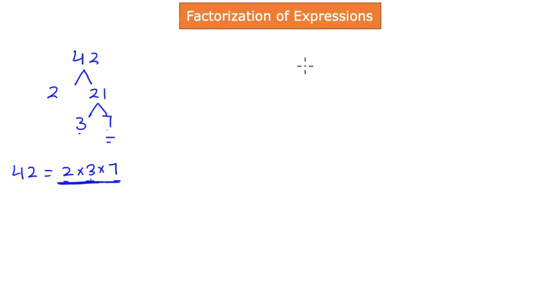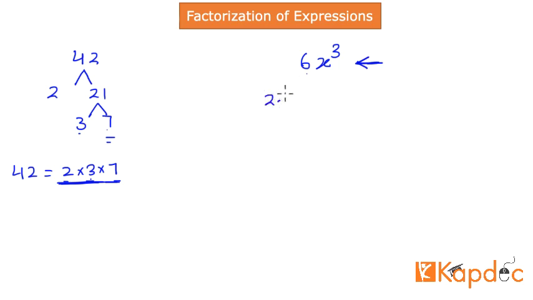If I take a simple example, 6x cube, a monomial expression, and I say that I want to divide this expression into its individual components so that each term becomes irreducible, then I say that 6 can be divided as a product of 2 prime factors, 2 and 3, and x cube can be written as a product of 3 x's. Now, each term inside this expression is irreducible. So this is called factorization of my expression. Now, this was extremely simple to follow, right?